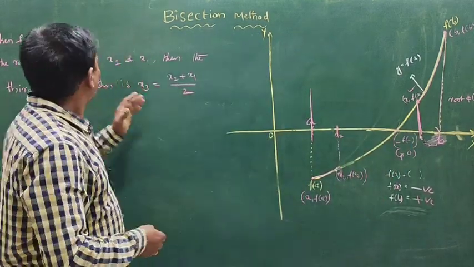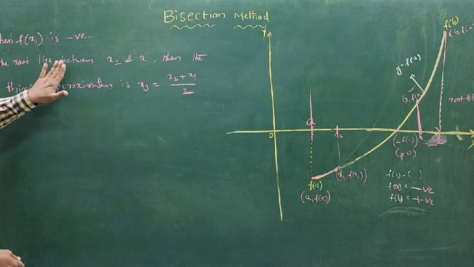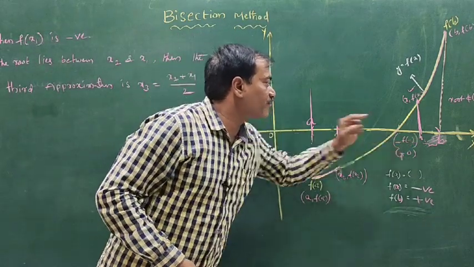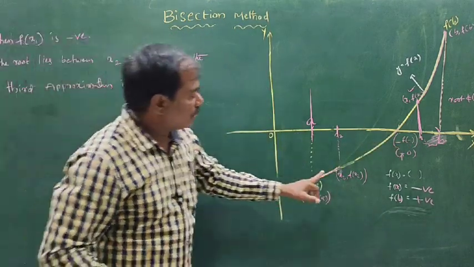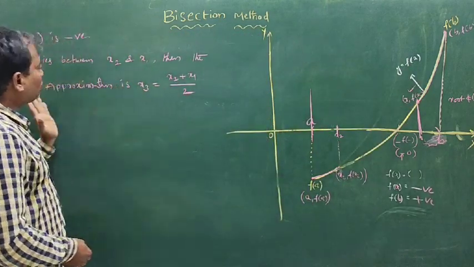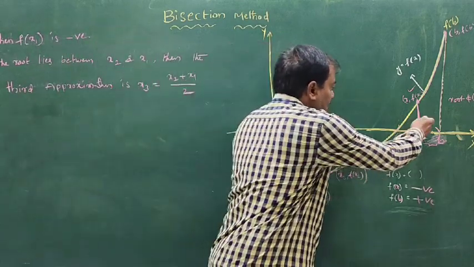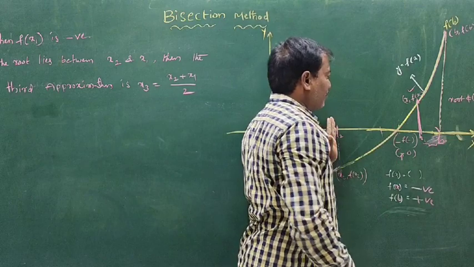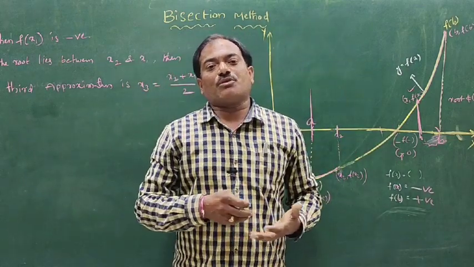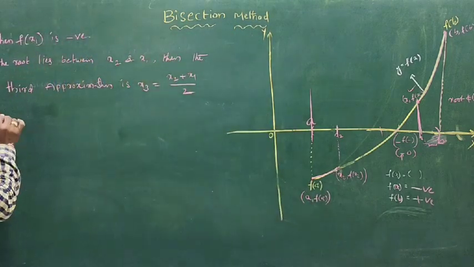Now when f of x1 is negative, the root lies between x2 and x1. Why? Because these values have opposite signs. Then the third approximation x3 is (x2 plus x1) by 2, meaning again in this interval we find the mid value. So dear students, this is the iteration process. Now we have to find f of x3 and the same case is repeated.